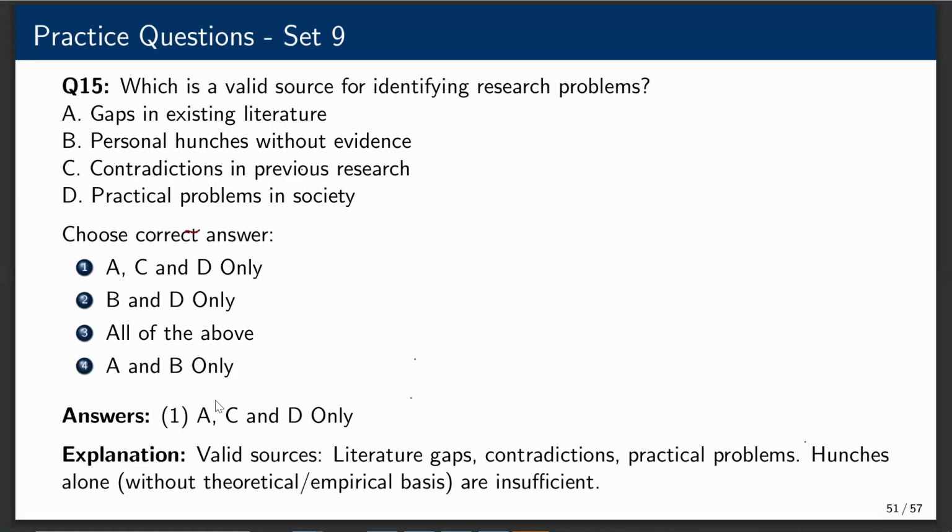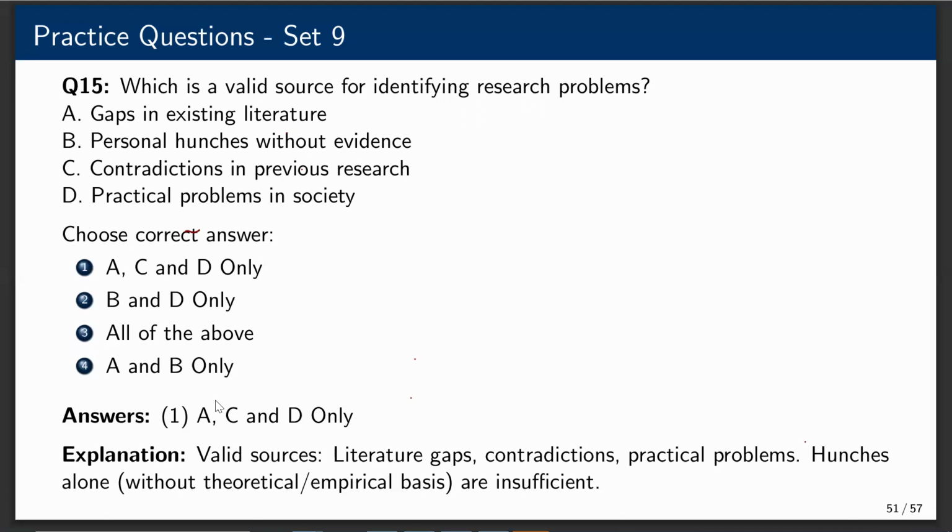Very good. Which is a valid source for identifying research problem? Gaps in existing literature, personal hunches without evidence, contradiction in previous research, practical problems in society. The answer is A, C, D. And why B will not be there?